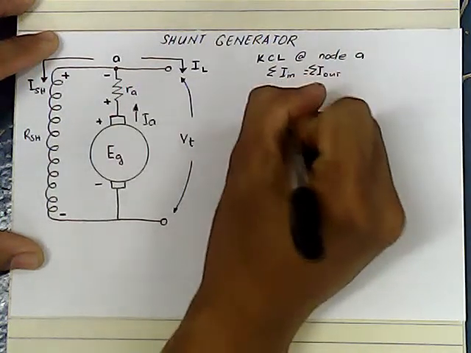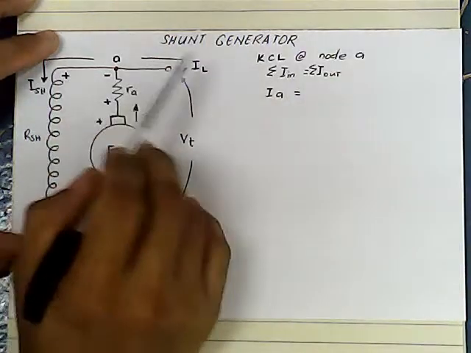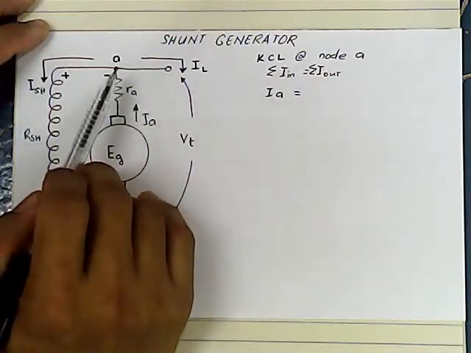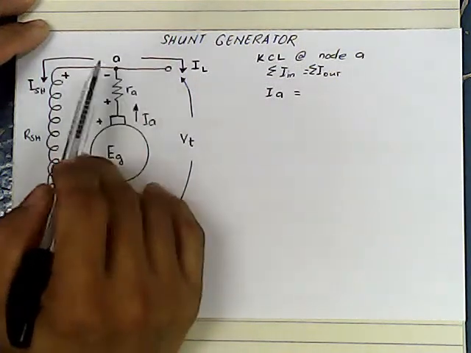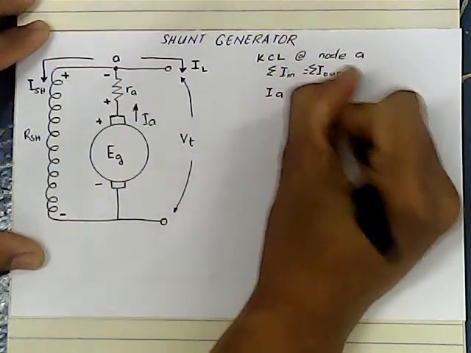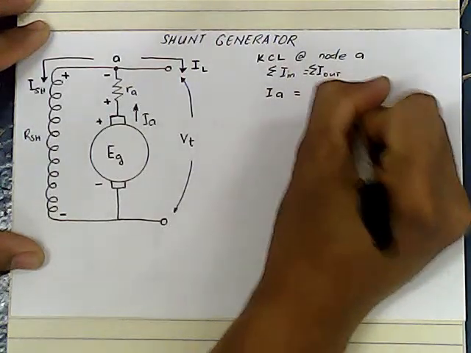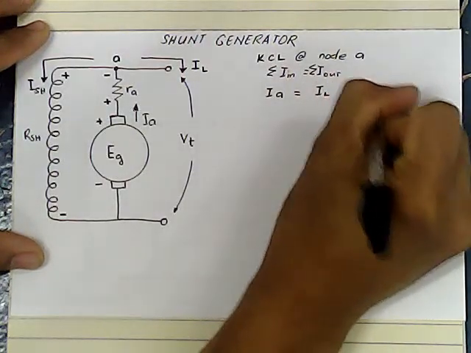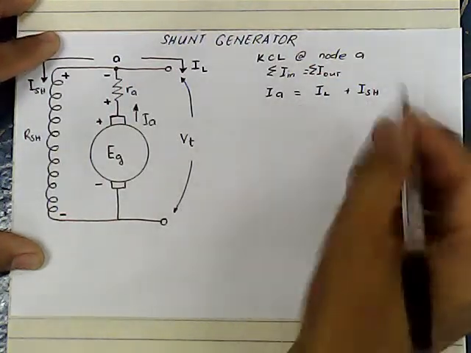So, lagay natin dito is IA is equal to summation of current out. So from this node, dalawa ang lumalabas na currents natin. We have the IL and we have the ISH. So that is summation. So ibig sabihin, we have IL plus ISH. So yan po yung ating first equation: IA = IL + ISH.